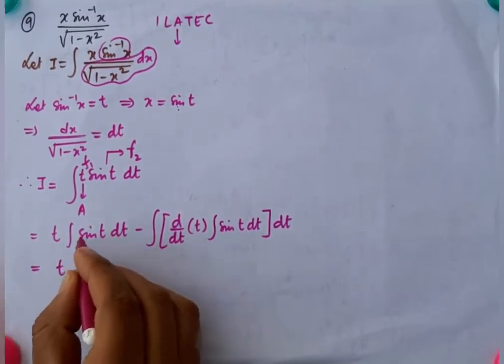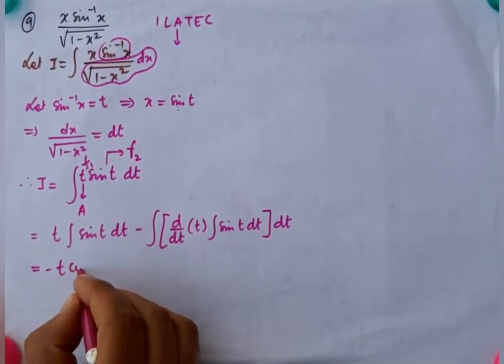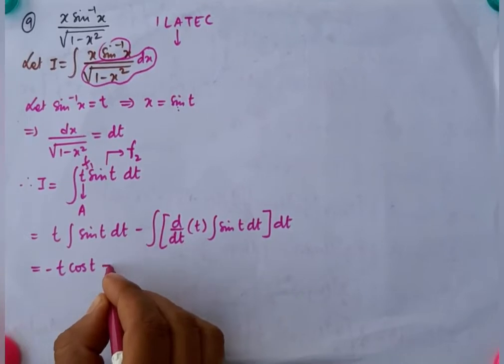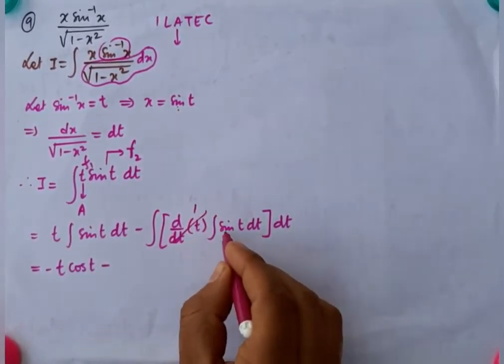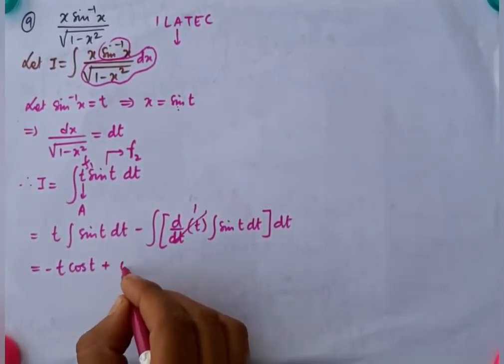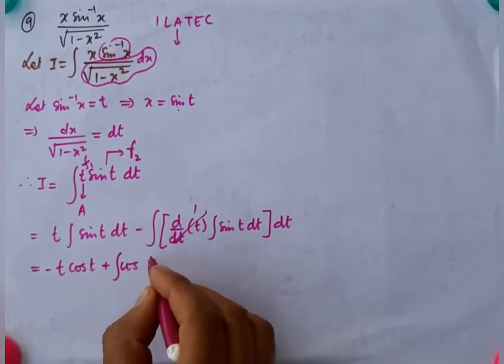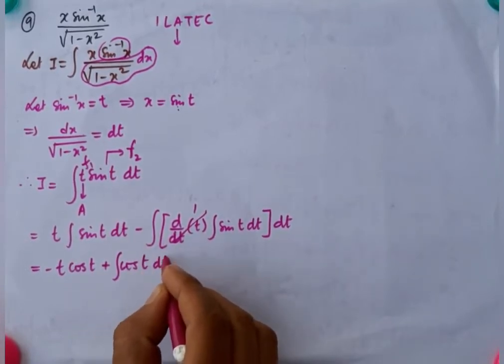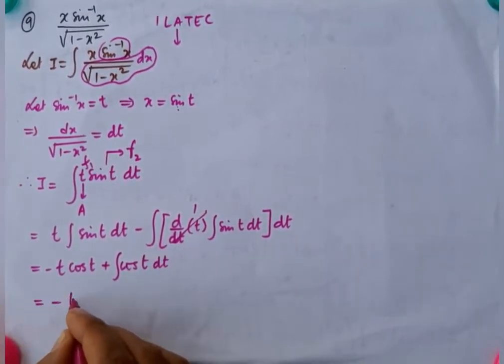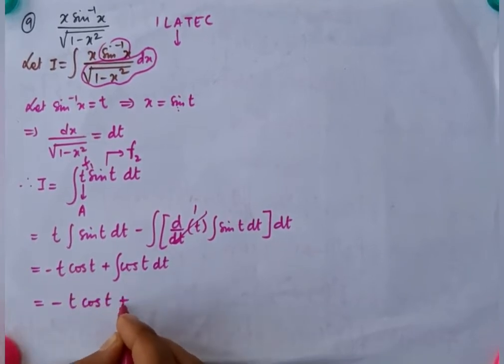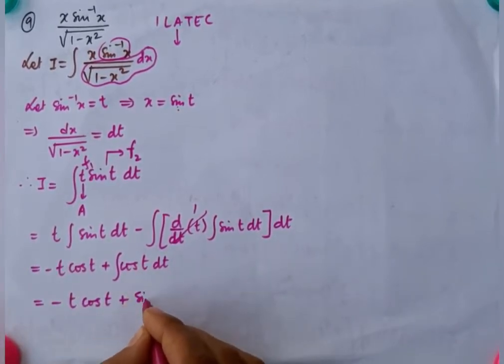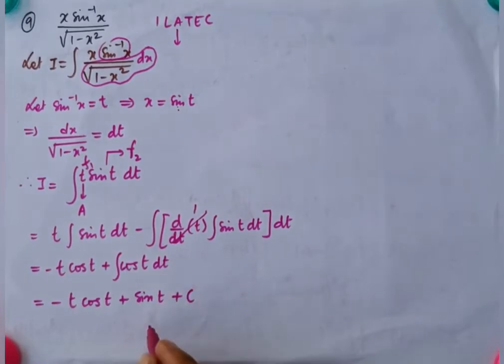Now the work is very simple. So t, the integral of sine is minus cos, isn't it? Minus, so this is equal to 1. So integral of sine is again cos t. So we have got one more integral. So cos t dt is there. So this is minus t cos t. Now the integral of cos is sine t with constant of integration.